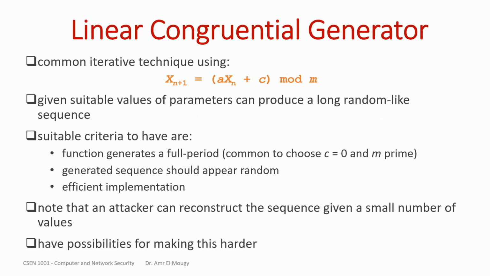Now that we know the properties and the requirements, we can see some examples of pseudo-random number generators that have been used over the past, and some of them are still used in practice. First one is a very simple one. It's called the linear congruential generator.